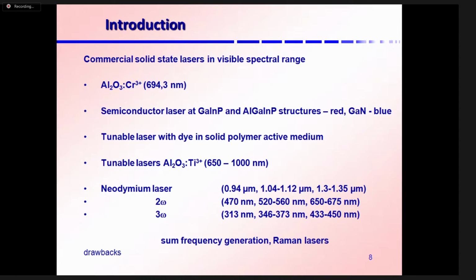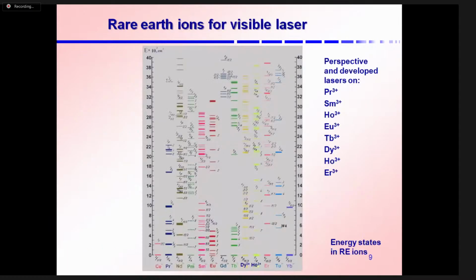And of course, they have a low spatial divergence, and in this case, they are very attractive. If we just look at the energy diagram, we can choose certain materials, certain rare earth ions that can give us the visible radiation. And here I show just a number of these rare earth ions.